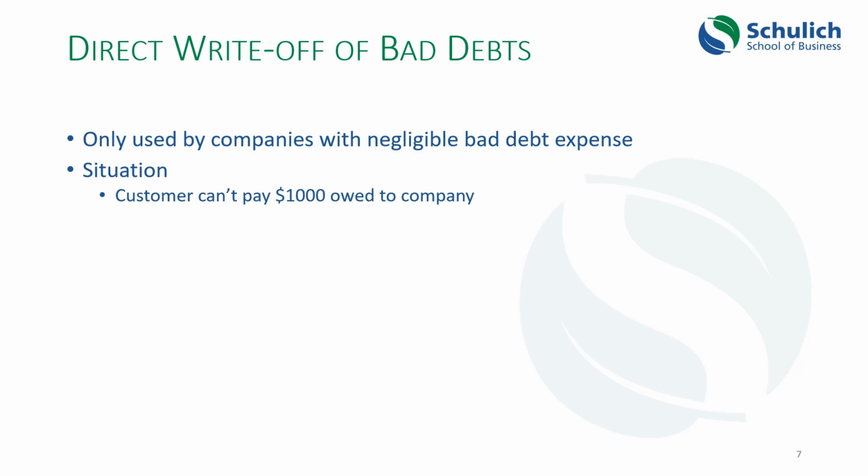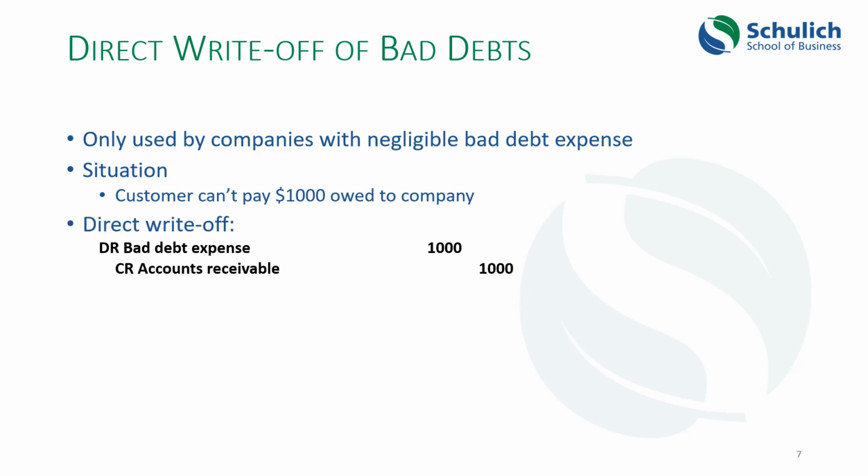Let's imagine a situation where you've got a customer who can't pay the $1,000 owed to the company. You've investigated the situation. You have decided that they're never going to get around to paying. They have the goods or services that you sold to them, and you're just not going to get paid for it. What do you do? Well, the direct write-off method involves, first of all, eliminating the accounts receivable that you had set up, right? So when you sold to the customer, you had a debit to accounts receivable, credit to revenue. So now you have to get rid of that accounts receivable.